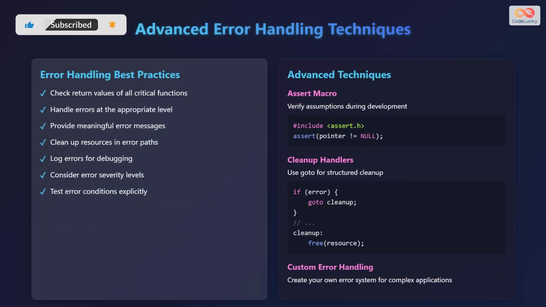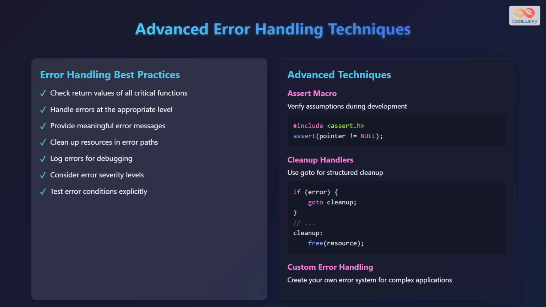Let's delve into some advanced error handling techniques and best practices in C. It is essential to check the return values of all critical functions to ensure that operations were successful. Handle errors at the appropriate level, providing meaningful error messages to aid in debugging and user understanding.